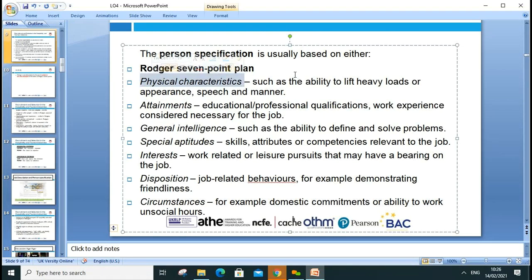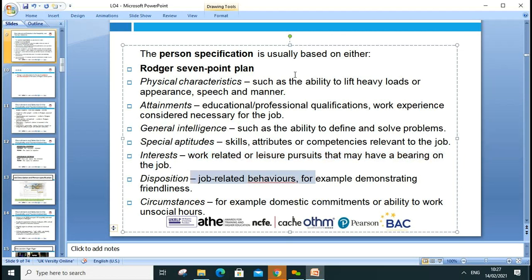The personal specification is usually based on either Rodger's seven-point plan. First, physical characteristics, such as the ability to lift heavy loads, depending on the nature of the job; also appearance, speech, manner. Then attainments: education, qualifications, work experience considered necessary for the job. General intelligence, such as the ability to define and solve problems, so problem-solving skills.